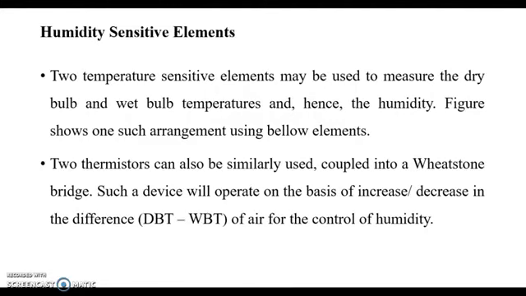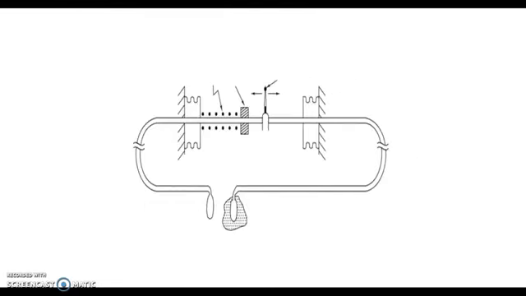Humidity sensitive elements. Two temperature sensitive elements are used to measure the dry bulb temperature and wet bulb temperature. Hence, we measure the humidity. Two thermistors can also be similarly used, coupled into a Wheatstone bridge. Such a device will operate on the basis of increase or decrease in the temperature difference between the dry bulb and wet bulb temperature of the air for the control of humidity. So we measure the two temperatures and find the humidity value. This is the block diagram of the humidity sensitive elements.